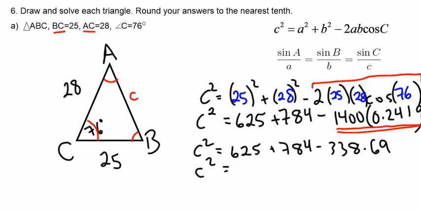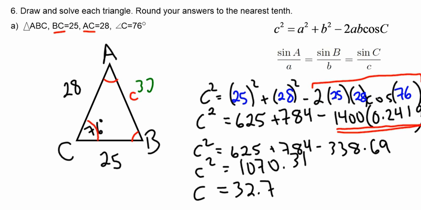Now I can do those adds and subtracts. So 625 plus 784 minus 338.69. And I get that c squared is 1070.31. And then, of course, I don't want c squared, I want c, so I take the square root, and I get 32.7. So now I know that the length of this side is 32.7.